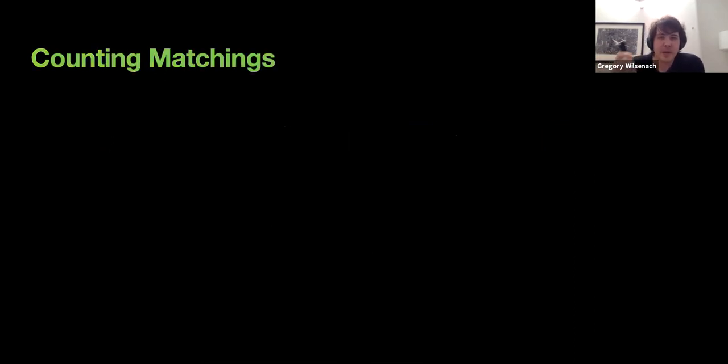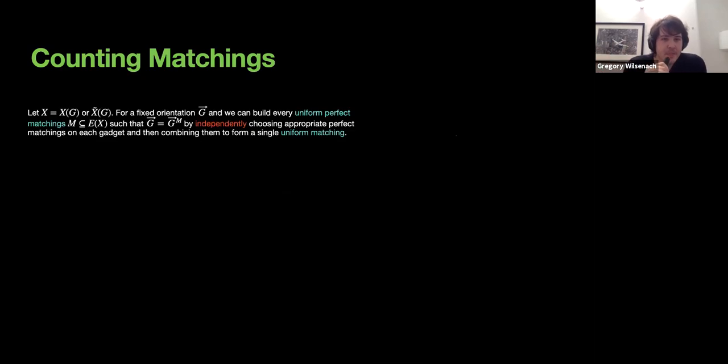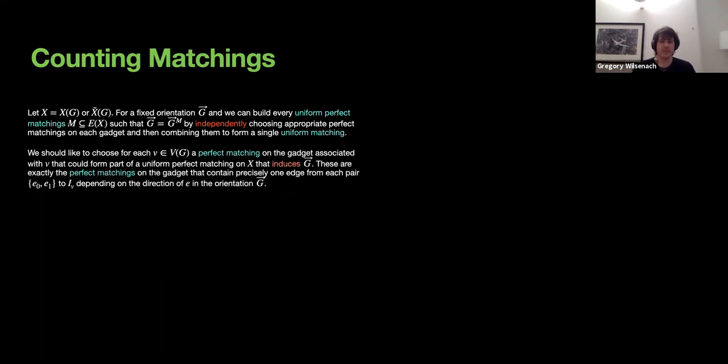So how do we count the number of perfect matchings that correspond to a particular orientation? We start off with some graph, again the even or odd graph, and let's fix an orientation. We want to count the number of perfect matchings that induce that orientation. And again, the natural thing to do is to look at the individual gadgets and build up the perfect matchings by looking at perfect matchings on each gadget that agree with the orientation. Suppose you have an orientation that gives the direction U to V for vertices U and V. Well, you need to make sure that the perfect matchings you pick for the gadgets of U and the gadgets of V agree with this orientation, but otherwise you can pick lots of different matchings that might work.